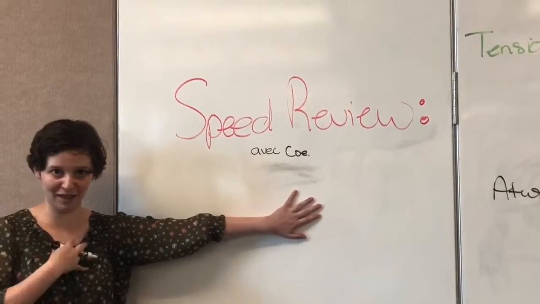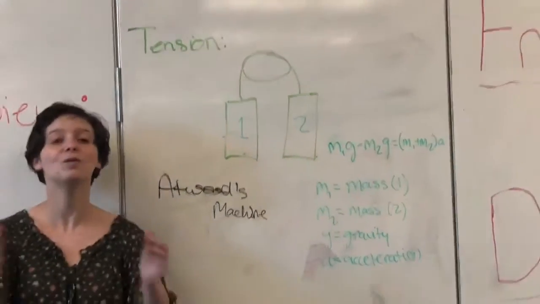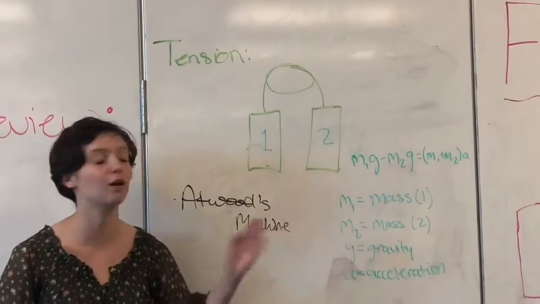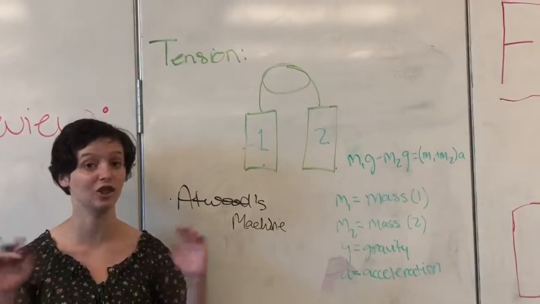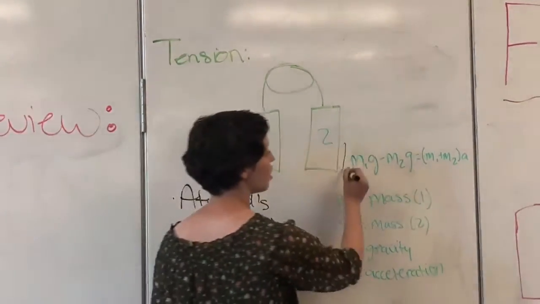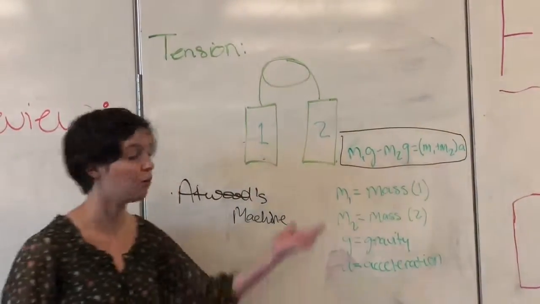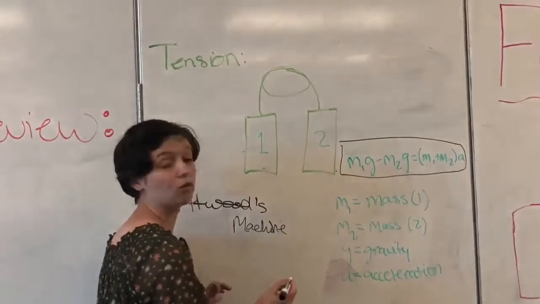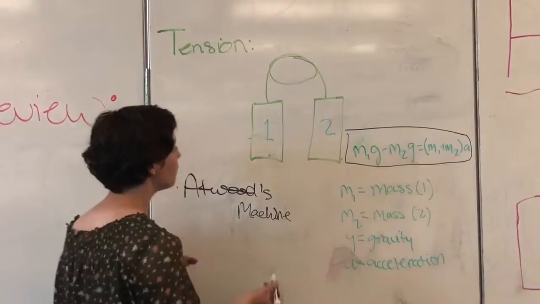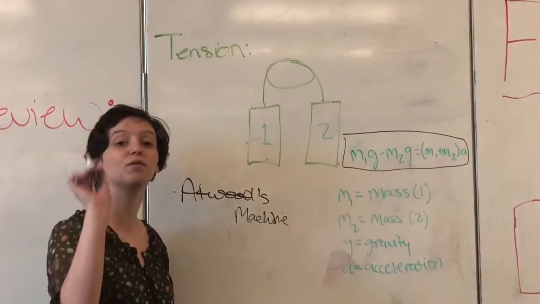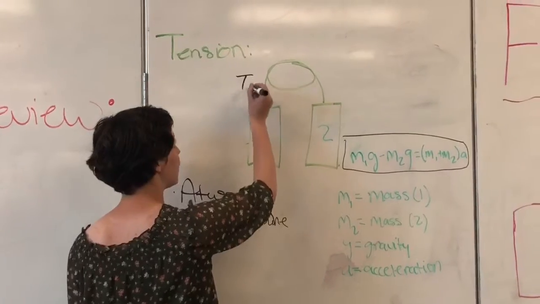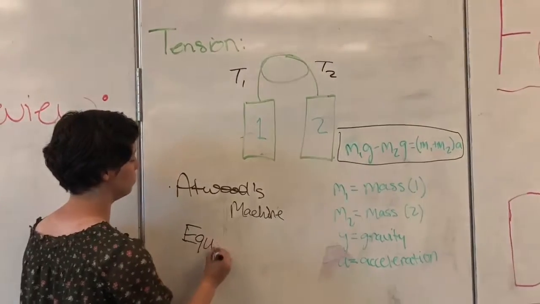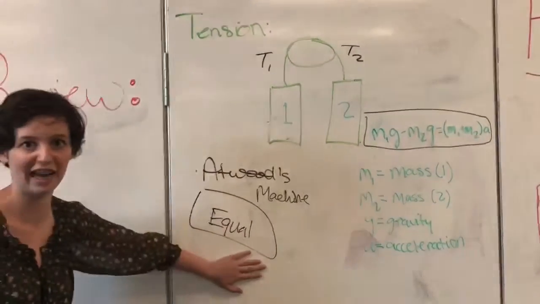It is speed reading time with me, Chloe. Now, we will be focusing on tension, more specifically, Atwood's machine. Basically, we're just going to go through and identify what each variable is since we don't have enough time to actually do an equation. So, this is our lovely equation for Atwood's machine. We have mass 1, mass 2, gravity, and acceleration. All of these things, of course, can be applied to the diagram, but one of the more important things is that the tension right here and the tension right here are equal. Do not forget, they are equal.